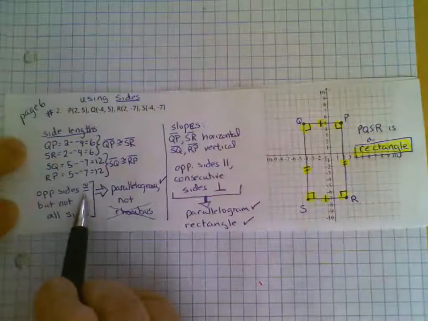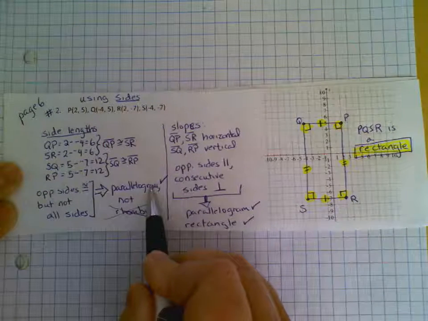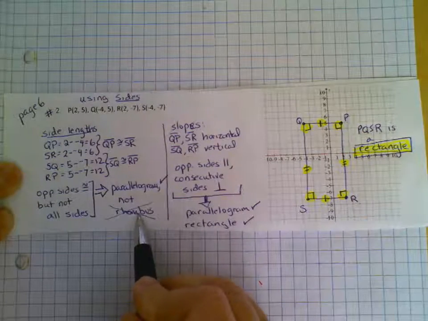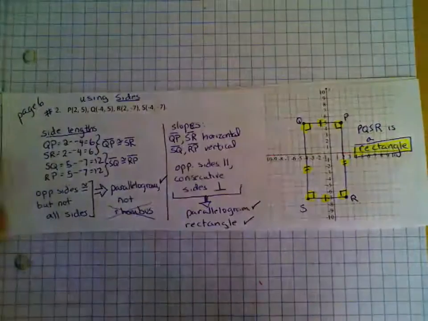So the opposite sides are congruent, but not all the sides. That means it's a parallelogram because the opposite sides are congruent, but it's not a rhombus because a rhombus would have all of the sides congruent. All right, so we know it's a parallelogram, not a rhombus.